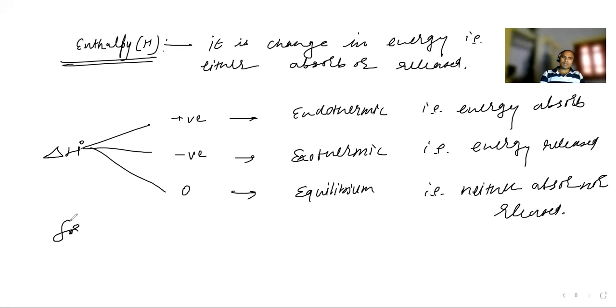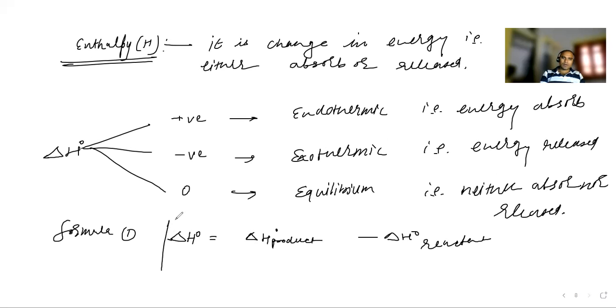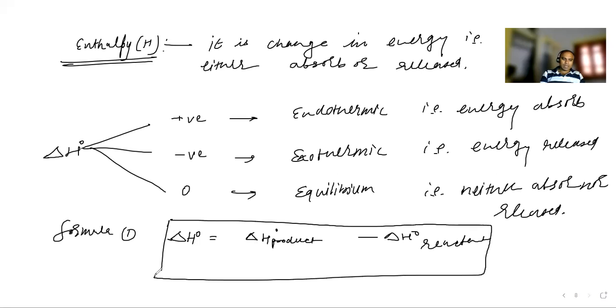Now the formulas. There are so many formulas, I'll go one by one. Formula one: delta H naught equals delta H naught product minus delta H naught reactant. This is the first one. Already you solved some of the problems, but we are going to solve some more. Can I give you a problem based on it? Yeah. Okay, thank you.